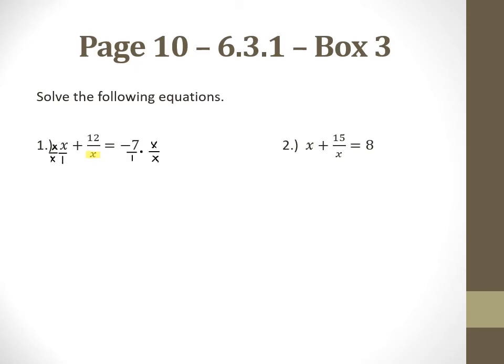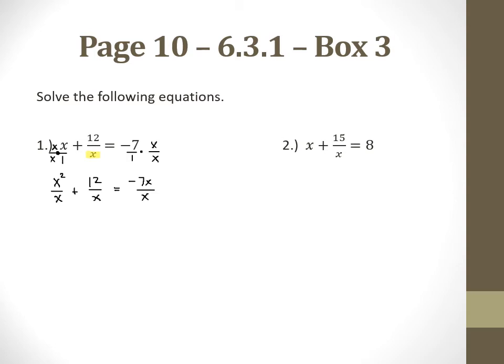So finding common denominators, now let's multiply this out so that everything is simplified. X times x is x squared over x times 1, so just 1x. This middle term didn't need to change at all. It already had x as the denominator. And this is going to be equal to negative 7 times x over 1 times x. So that's step 1, find common denominators.